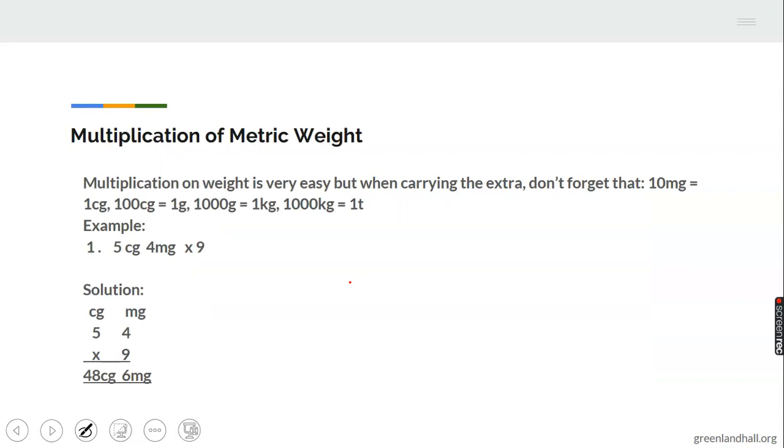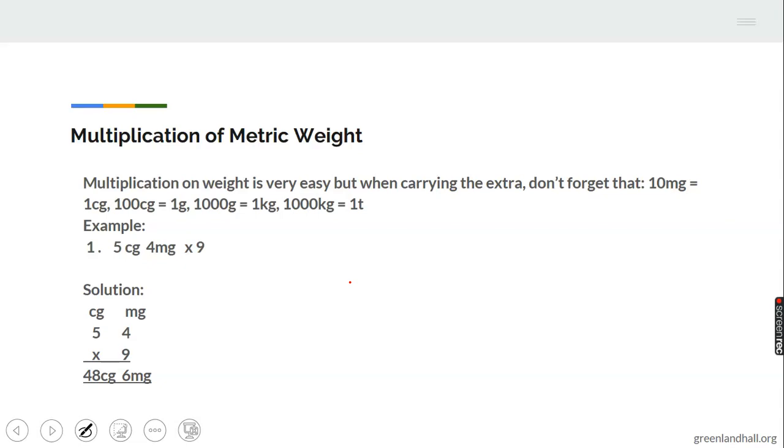Today we are looking at the multiplication and division of metric weight. Now, multiplication on weight is very easy, but when carrying the extra, don't forget that 10 milligram is the same thing as 1 centigram, and 100 centigram equals 1 gram, and 1000 gram is 1 kilogram, and 1000 kilogram is 1 ton. So let's look at this example quickly.